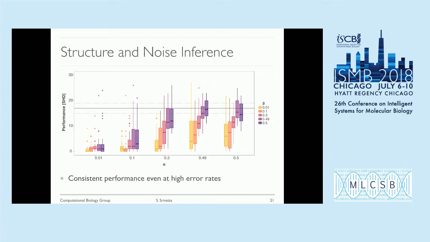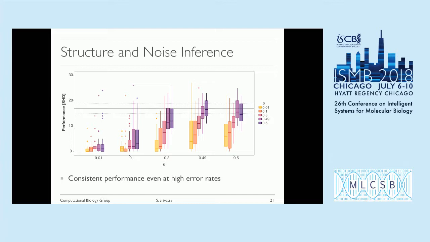On the x-axis, you have the true alpha value, and the box plots are colored according to the corresponding beta value used to generate the data. On the y-axis, you have performance again in terms of structural Hamming distance. The black solid line and dashed line correspond to performance of random guessing. Now, we showed that our method achieved really low structural Hamming distances, even when one of the error rates was really high, and we consistently performed well for values as high as alpha equal to 0.5 and beta equal to 0.3, or vice versa.